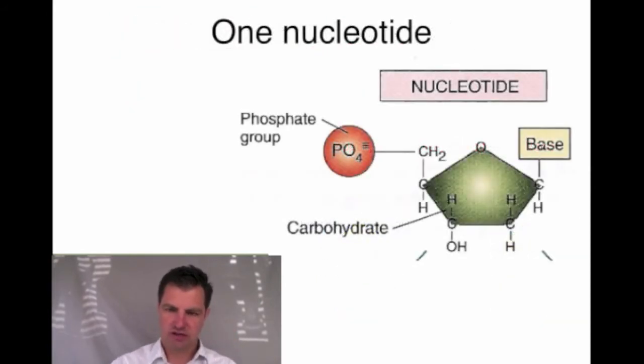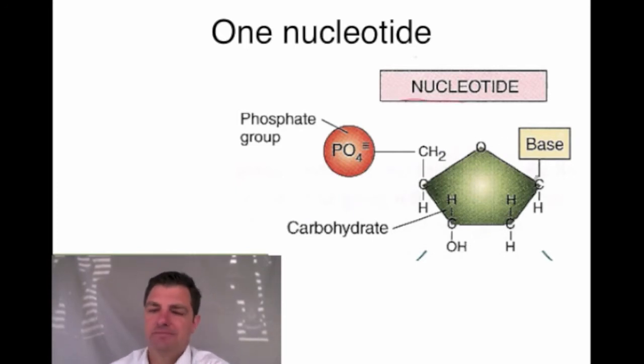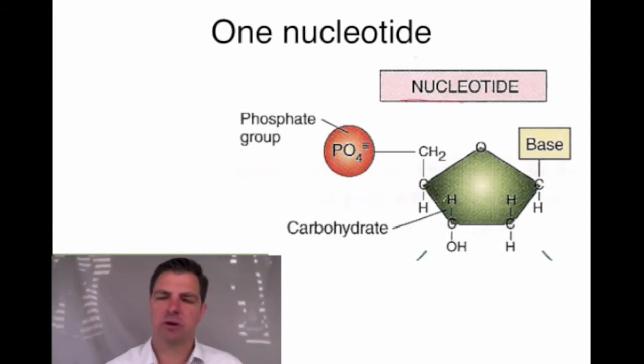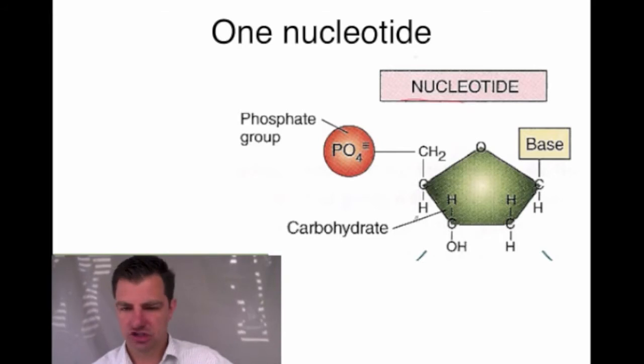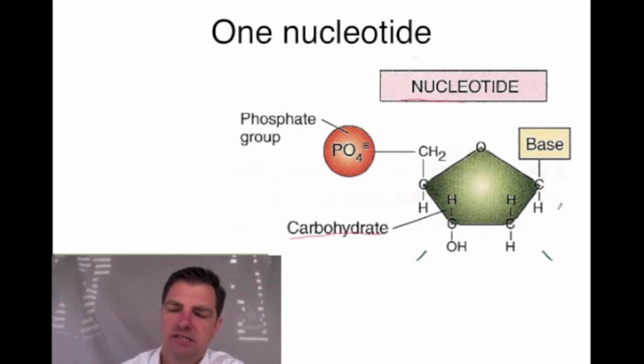Here's another picture showing you a nucleotide. Here's my sugar. Here's my nitrogenous base, just shown as a square here, and here's my phosphate group. And what's going to happen is we're going to take this carbohydrate, this sugar. So the sugar is the carbohydrate, and the carbons are going to be numbered. We're going to number these carbons as we go.